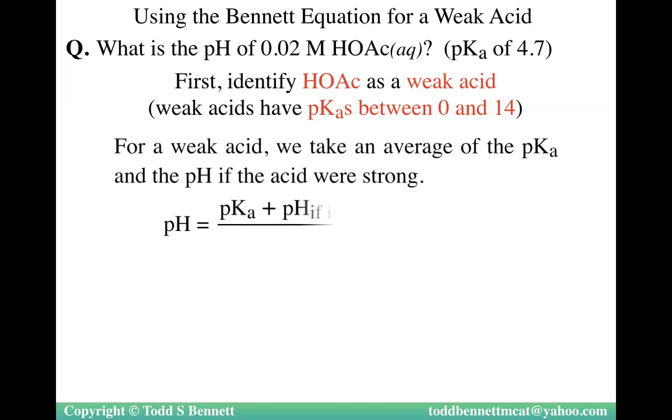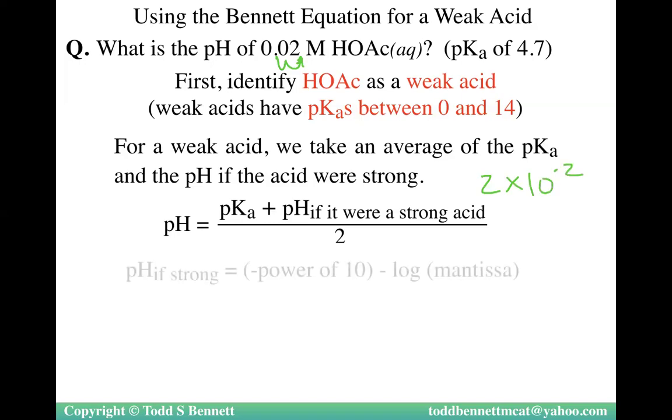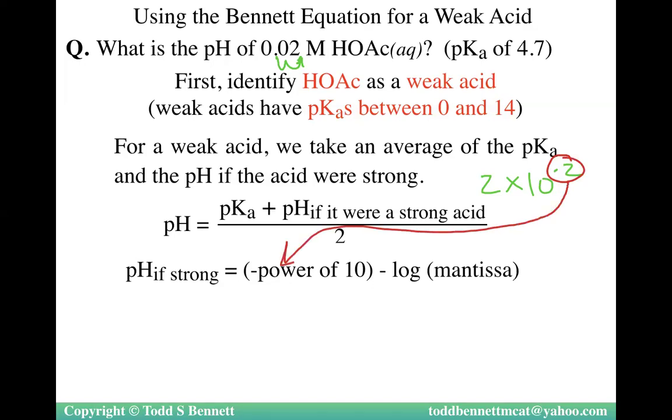I'm going to take the average, so we're going to end up with this equation: pH equals pK plus pH if strong, over 2. So first, figure out the pH if strong. This is done before. That means the concentration is 2 times 10 to the minus 2. If you recall, the pH is simply the negative log. The negative log of 10 to the minus 2 is just going to be 2. So the negative power of 10 becomes the negative log, and that's your mantissa. So we're going to get the negative of a negative 2, going to power down, which is just 2, minus log of 2.